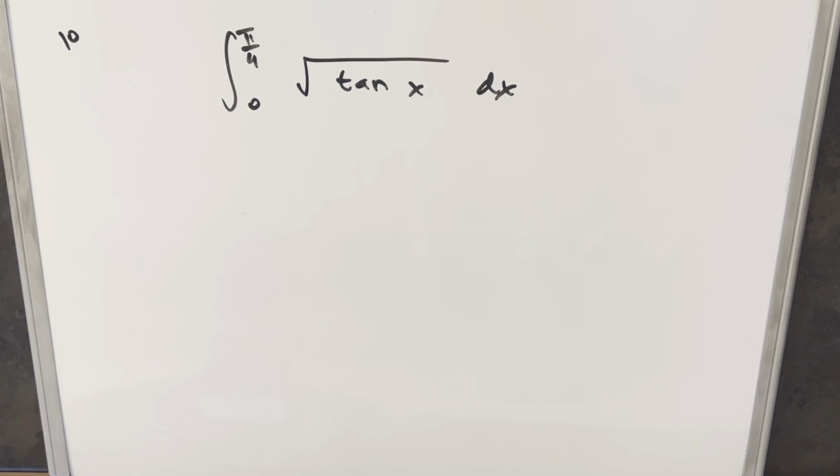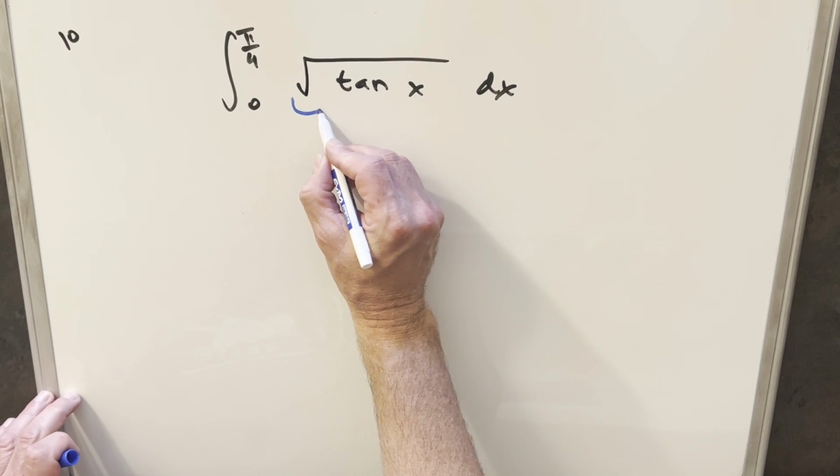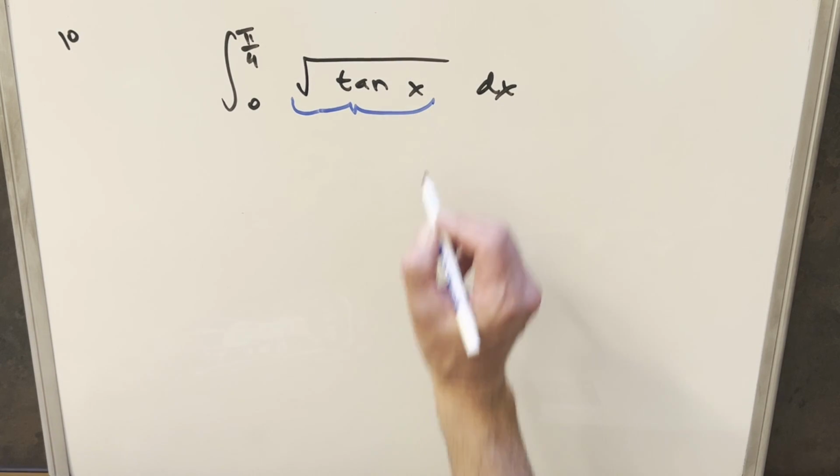I don't really know which one I like better. One's got more of a trick and one's more straightforward. Today for this one, I'm going to do the more straightforward method. I'm just going to do a u-substitution, and I'm going to do the u-substitution for the whole thing here.